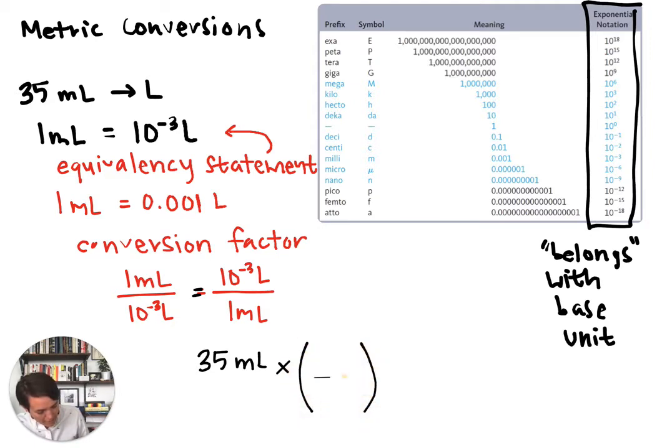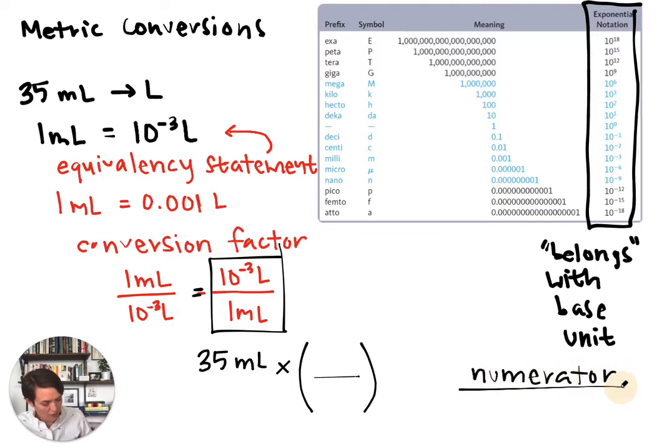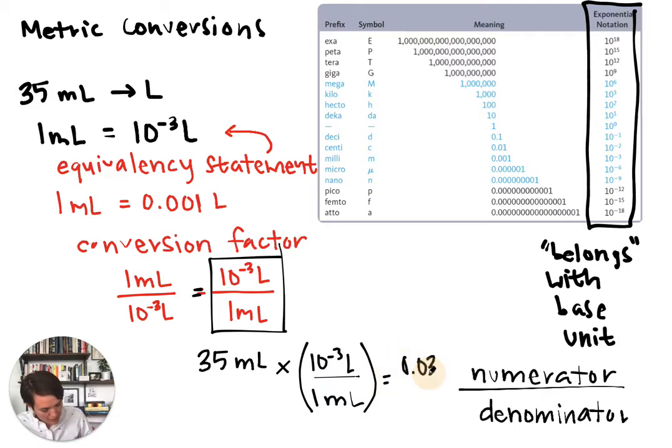So I want to choose this conversion factor because it puts milliliter in my denominator, right? All fractions are numerator over the denominator. Okay, so I want milliliter in the denominator, 10 to the negative third liter. And that's going to equal 0.035 liters, right? We're just moving that decimal place. My lowercase n in scientific notation is negative, which means I would be moving my decimal place to the left.